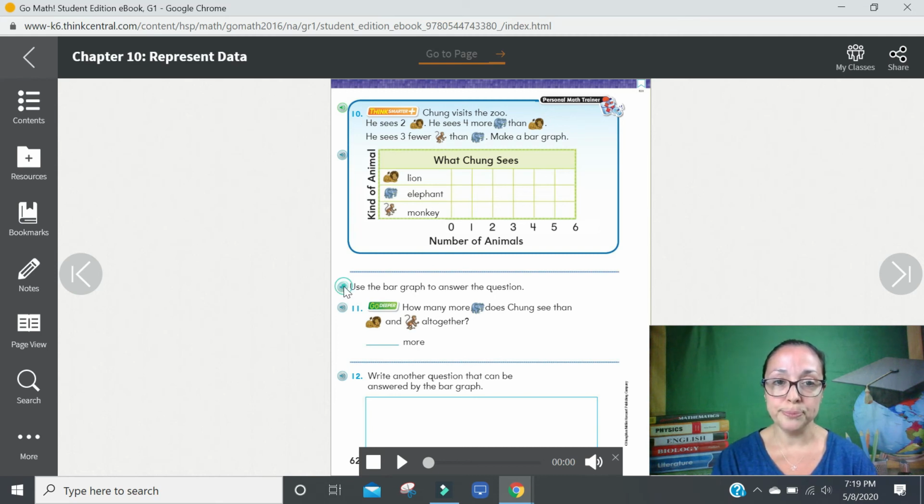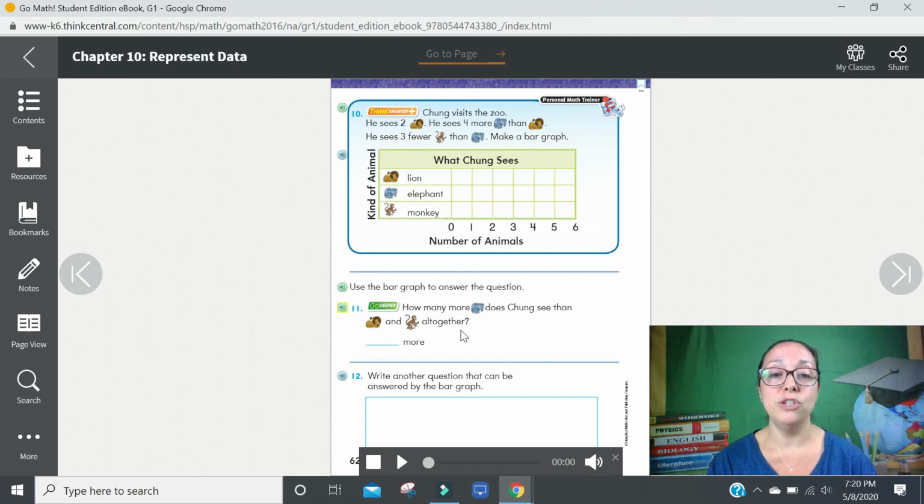Here we go. Use the bar graph to answer the question. Okay, so vas a usar la gráfica de barras para responder a la pregunta. 11. How many more elephants does Chung see than lions and monkeys all together? Blank more elephants. Okay, this is another tricky one. ¿Cuántos más elefantes ve Chung que los leones y los monos juntos?